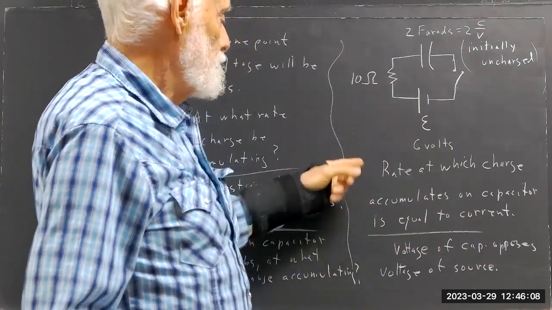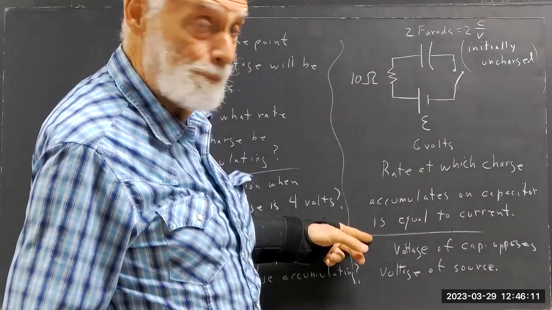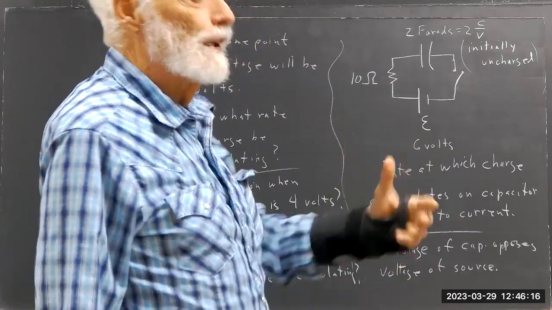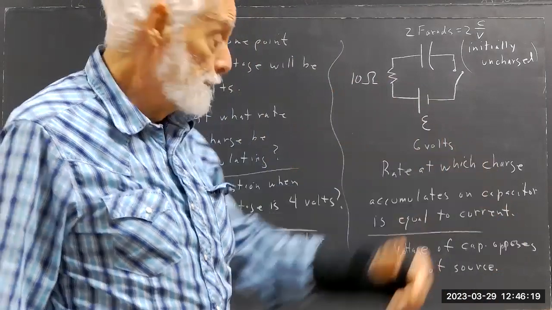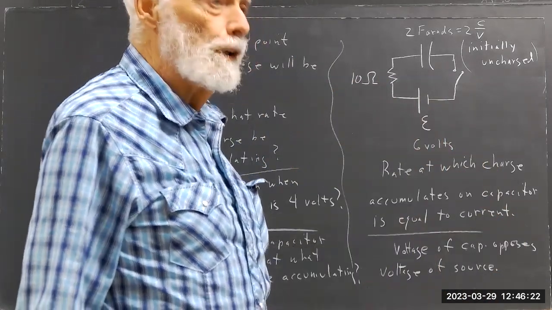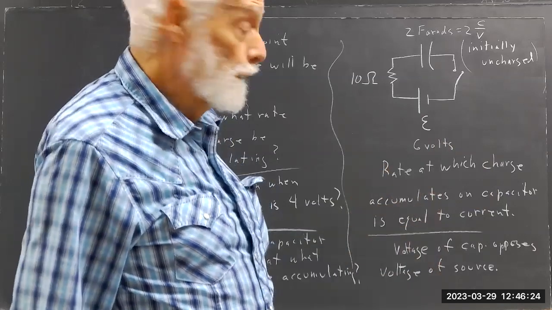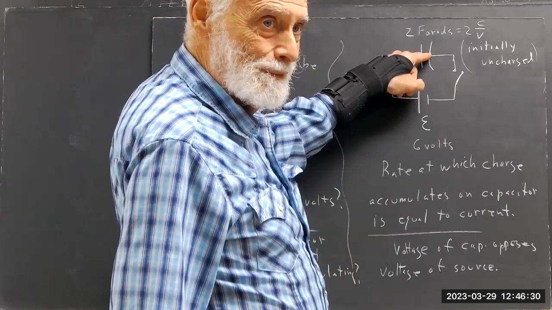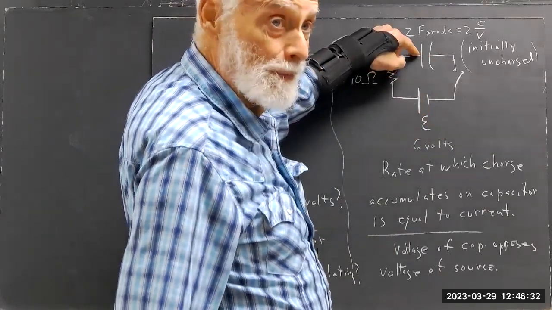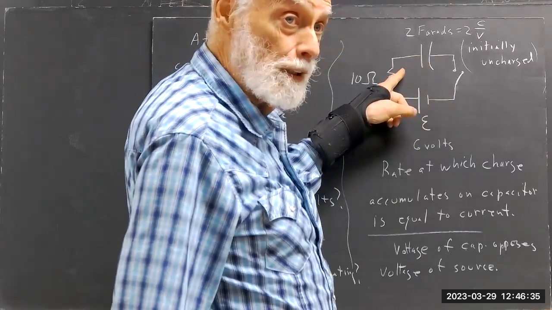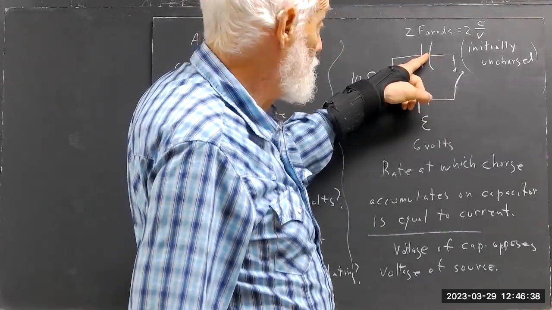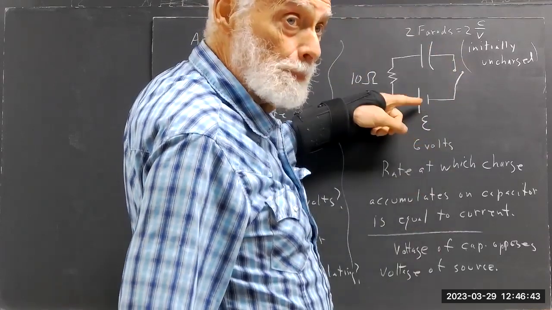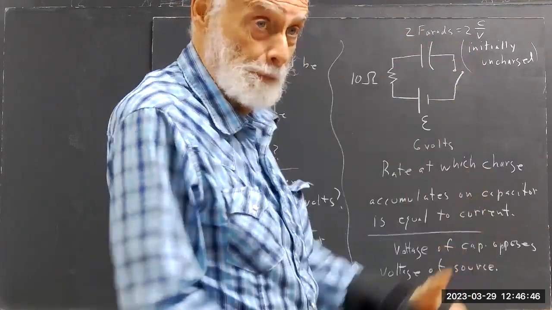Okay, so there's the given information. The rate at which charge accumulates is equal to the current, because that's exactly what the current is doing. It's accumulating charge. And the voltage of the capacitor opposes the voltage of the source. There's a very good reason for that. You're pushing positive charge from here to here, or negative charge from here to here. Either way, you get a positive charge here and a negative charge here. Positive charge here would push positive charge in this direction, and this positive terminal is pushing positive charge in this direction. So, opposing.